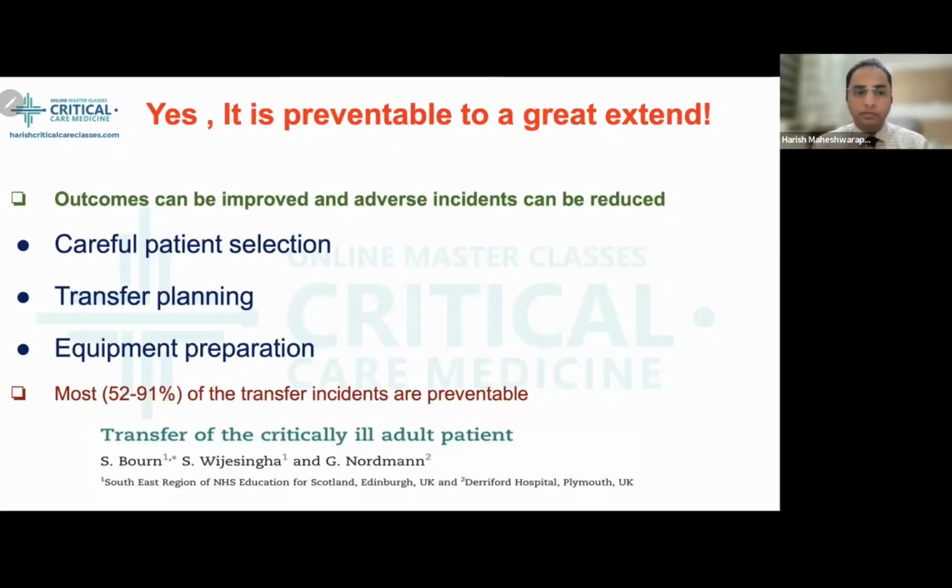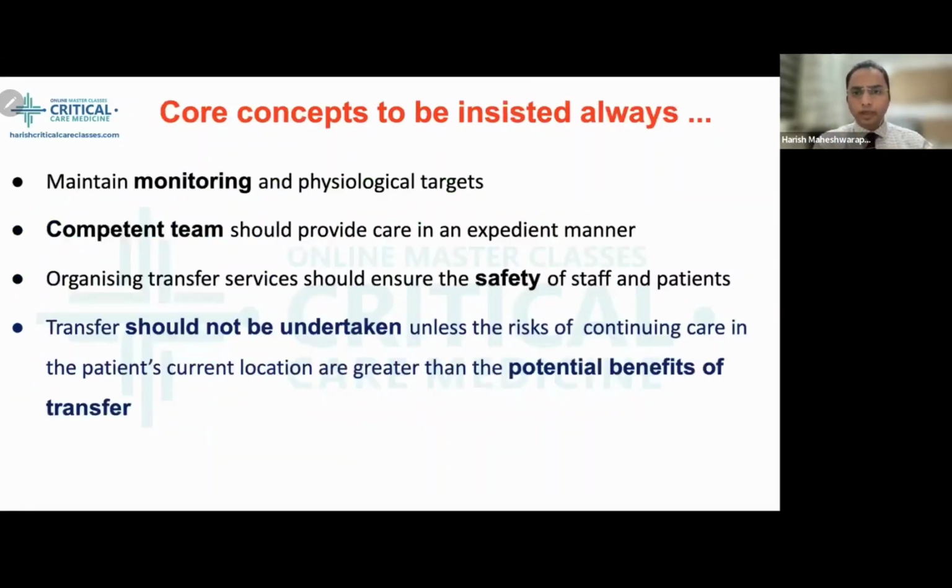Transfer planning is very, very important, as is equipment preparation. About 50 to 90% of transfer incidents are preventable, according to published data from the UK. So it is a preventable risk associated process, that is the transfer. We need to understand the core concepts to be insisted on when transferring a patient. Maintain monitoring and physiological targets, whatever heart rate, urine output, temperature control and blood pressure we want to achieve. All these things we need to achieve during the transfer process also.